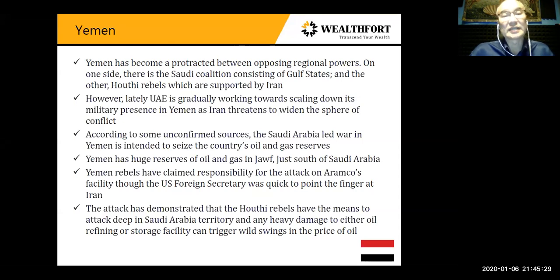major cities. Okay, according to some unconfirmed sources, the Saudi Arabia-led war in Yemen is intended to seize the country's oil and gas reserves.